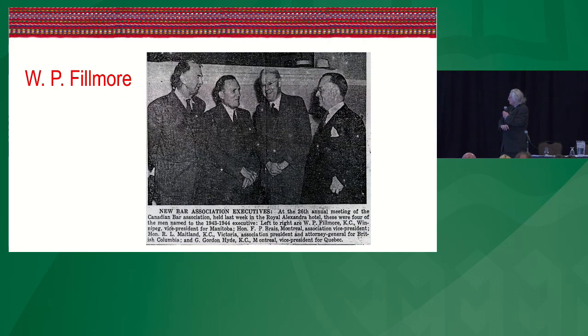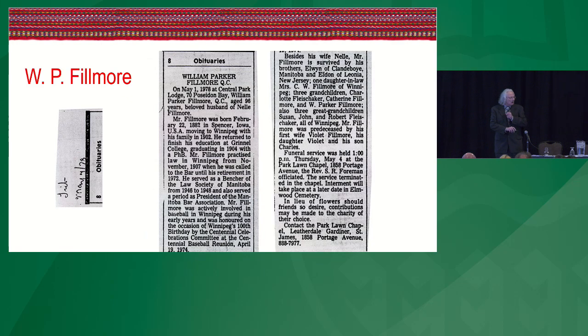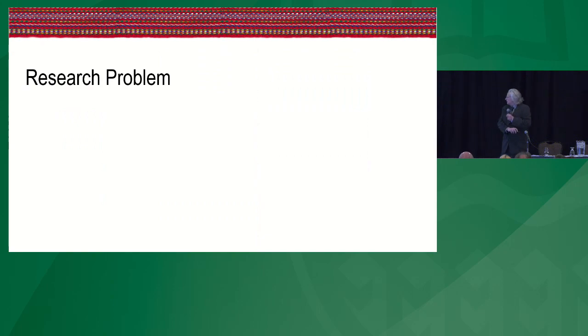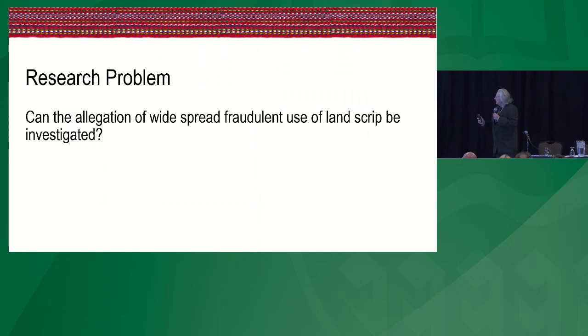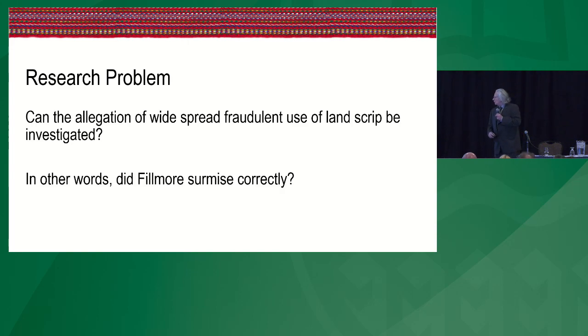But Fillmore is not some ne'er-do-well. He's a lawyer's lawyer. He's on the bar, in important positions. And in fact, he lived quite a while, so that article in 1973 was not a deathbed confession. So, can the allegation of widespread fraudulent use of land scrip be investigated? Okay. In other words, did Fillmore surmise correctly?